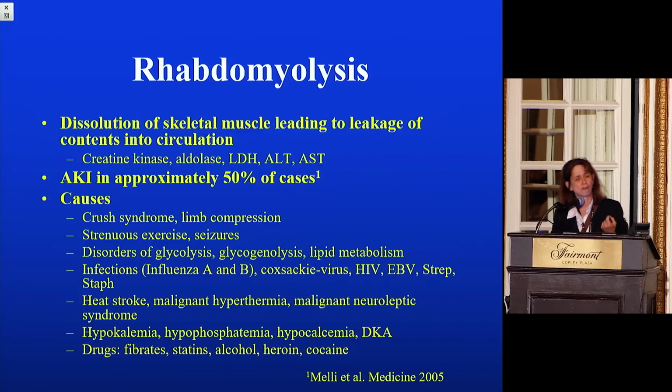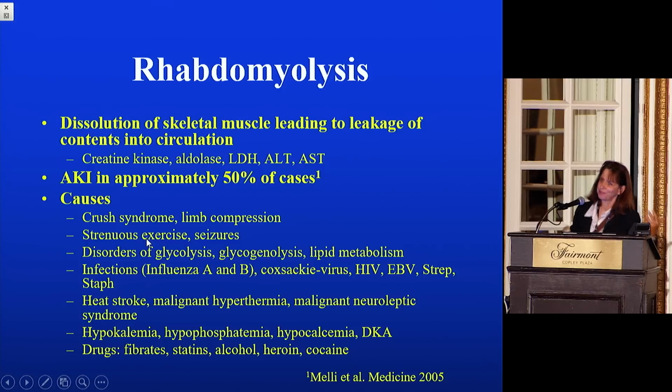The causes of rhabdomyolysis are multiple. The most common, they fall into roughly 8 categories. Crush syndrome, limb compression. This, again, is most likely to result in AKI because it's trauma and likely to be coincident with volume depletion. Strenuous exercise and seizures, I read about military recruits. The fact is, I see it in younger people who take up spinning for reasons that are unclear to me. Strenuous exercise often results or can result in rhabdomyolysis.